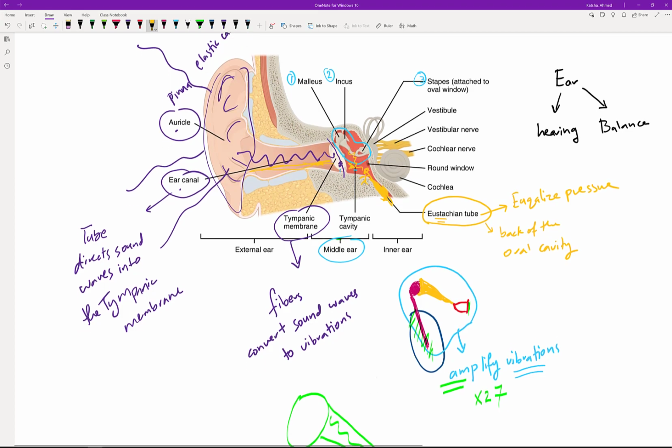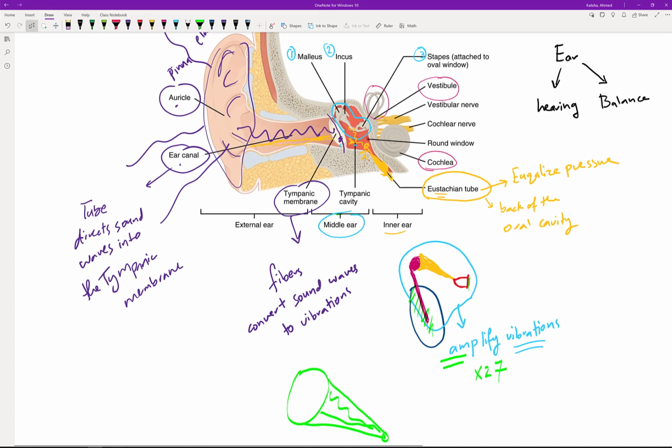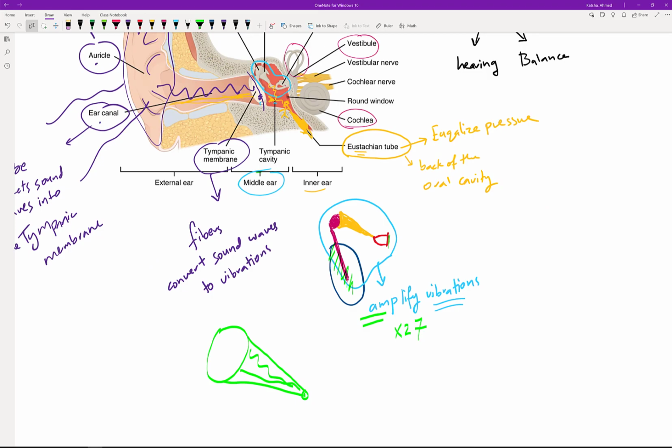Okay, now let's move to the inner ear. In the inner ear, we have mainly several structures. We will talk about them. We have the cochlea, we have the semicircular canals, we have the vestibule. So we have several structures. But before that, I need you to understand the transition from the stapes to the inner ear. So let's go back to this drawing and I will erase those additional stuff here.